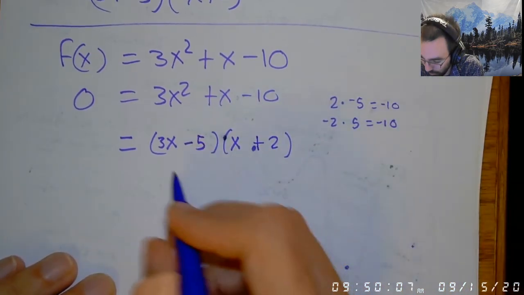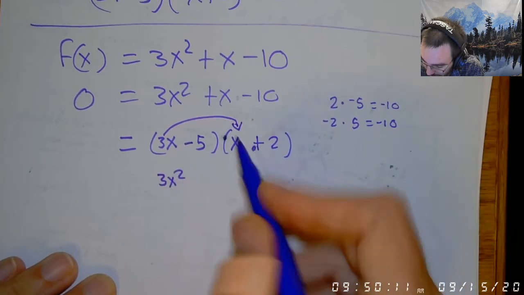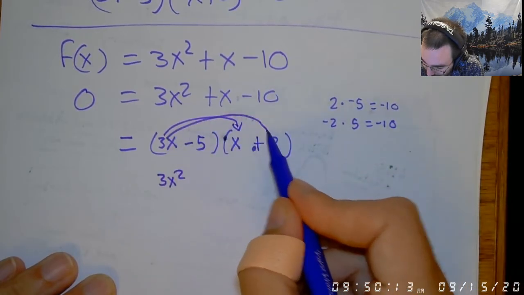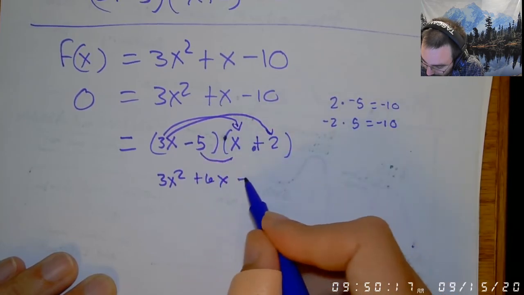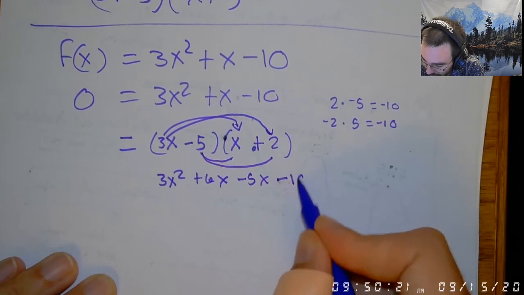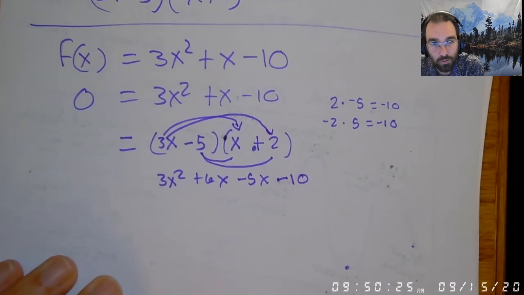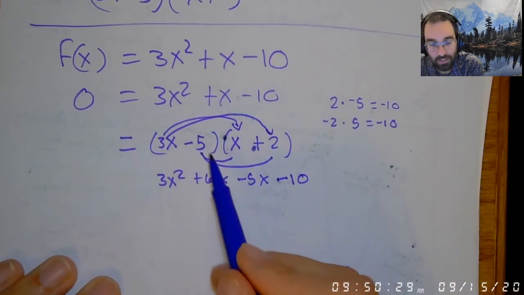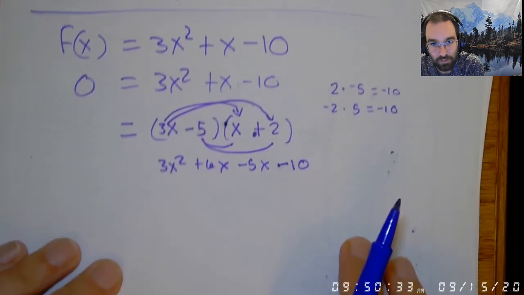And then you always double check your work. If I go like this, I get 3x squared. If I go like this, I get 6x. If I go like this, I get negative 5x. And if I go like this, I get negative 10. Now, notice how I got this. Sometimes you try it and it doesn't work, and so you go back and make adjustments. But the beauty of this is I don't memorize a formula. I don't use my brain space to do that.